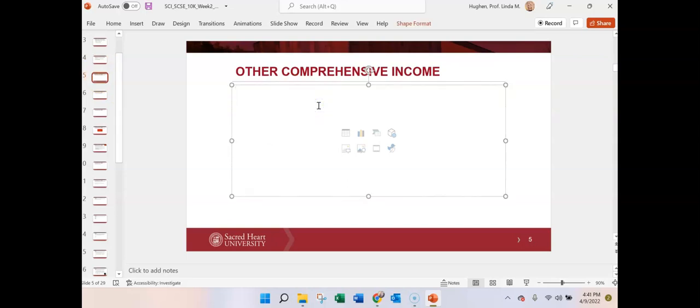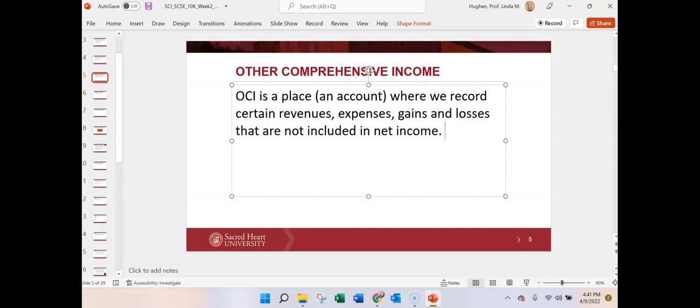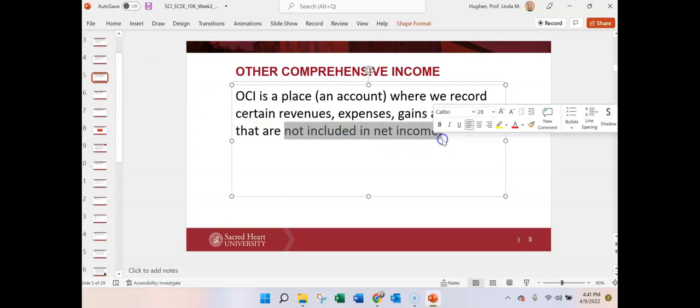Let's define other comprehensive income. Well, there's not one clear definition of other comprehensive income. The way that I'm going to define it, we typically abbreviate other comprehensive income as OCI. OCI is a place, an account, where we can record certain revenues, expenses, gains, and losses that are not included in net income. So once again, we're defining it in a way as what it isn't. It's changes in fair values, changes in the values of assets and liabilities, gains and losses, revenues, expenses that GAAP has decided are not included in net income.